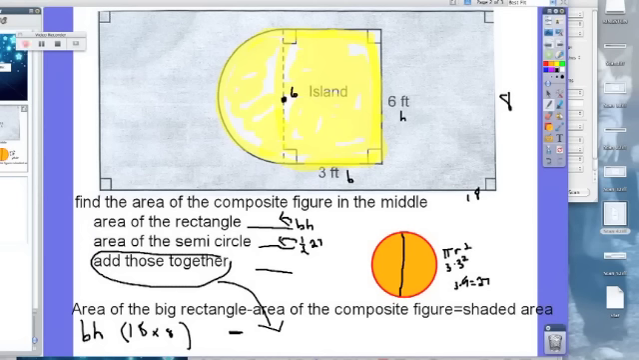All right, moving on to kitchen option 2. It's the same process. Find the area of the composite figure in the middle. Well, we can start with the easy stuff.